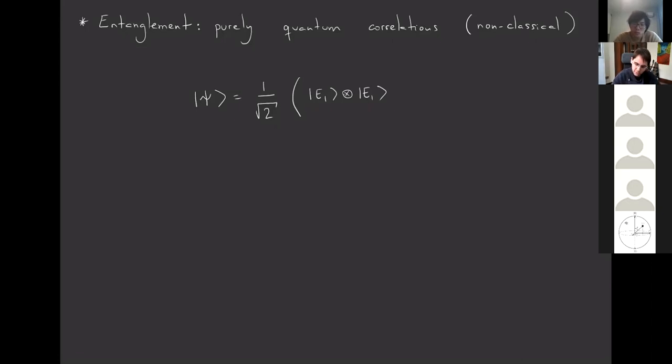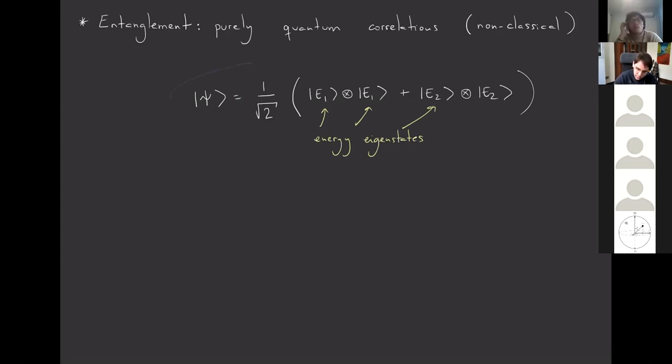But now what I do is that I don't have them both in energy 1, but I have this funny superposition here, in which I create a superposition of energy eigenstates. Again, all these things are energy eigenstates. This is a state that is allowed by the laws of quantum mechanics.